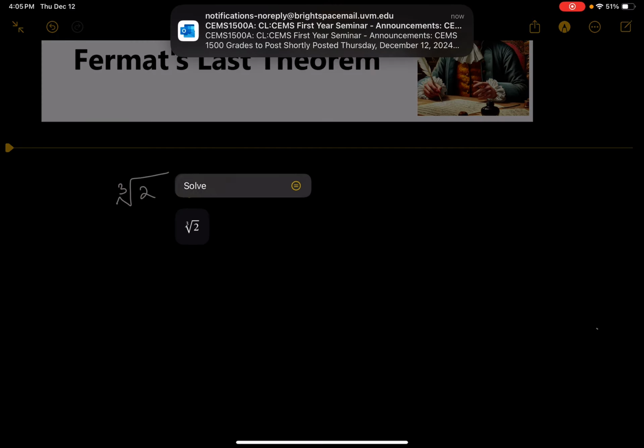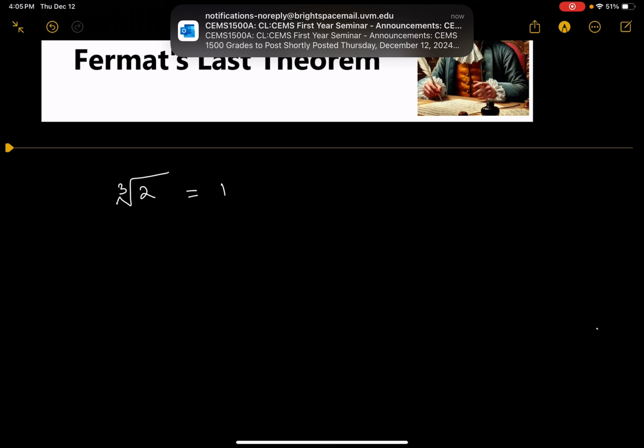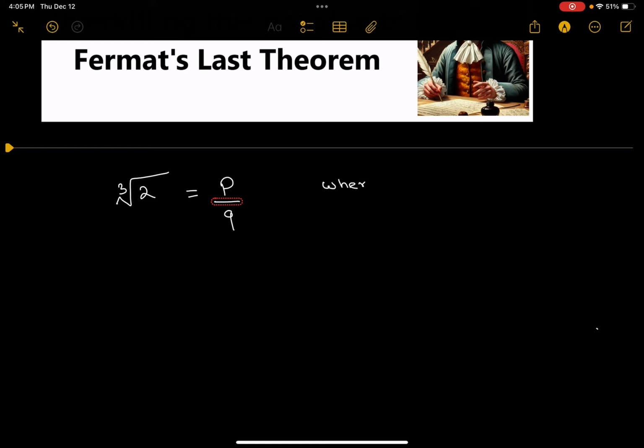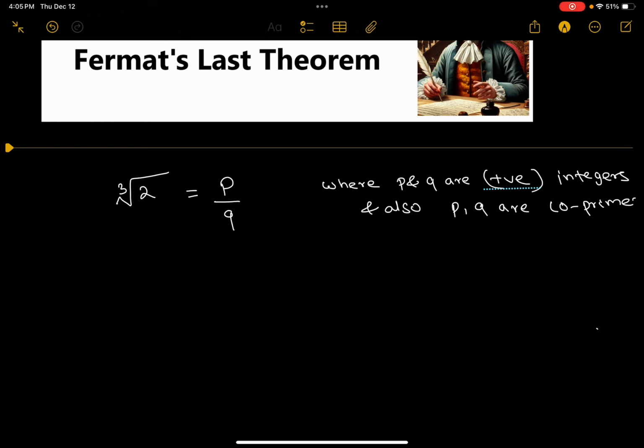First of all, let's assume that this is a rational number, and this can be written in the form p by q, where p and q are positive integers. They have to be positive, right? Because 2 is positive, any root of 2 would be positive. And we can definitely assume that p and q are co-primes. That means it's in the reduced form, because any fraction can basically be taken into a reduced form. So we are assuming that.